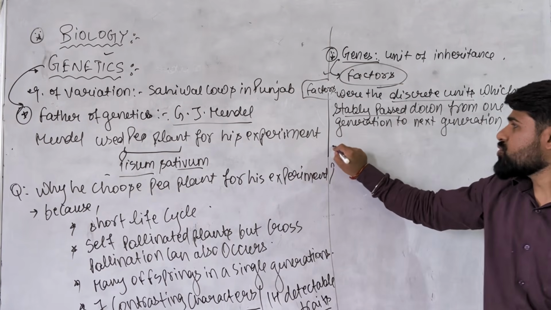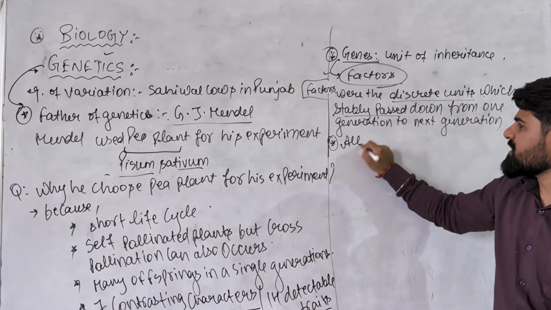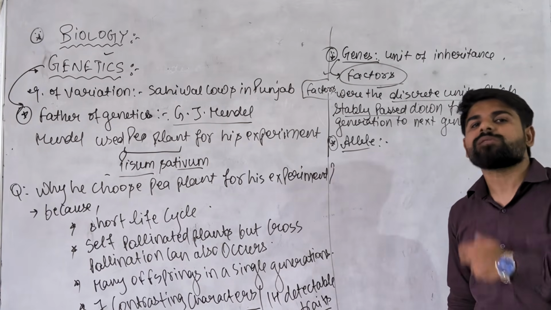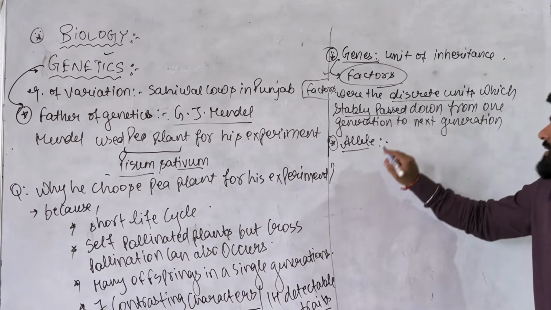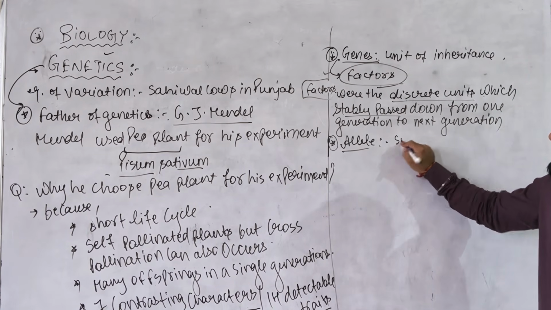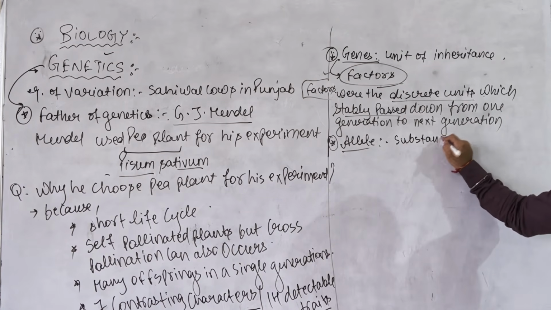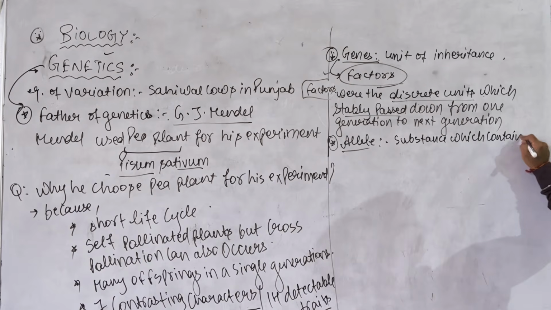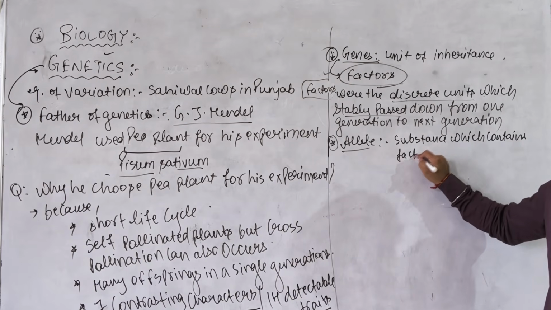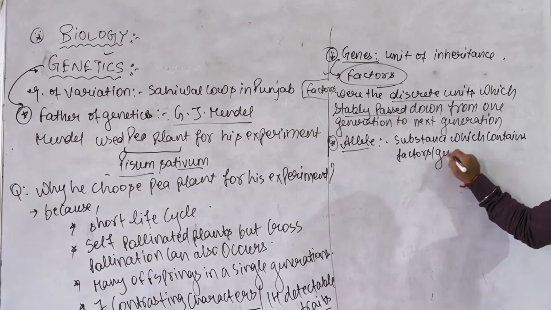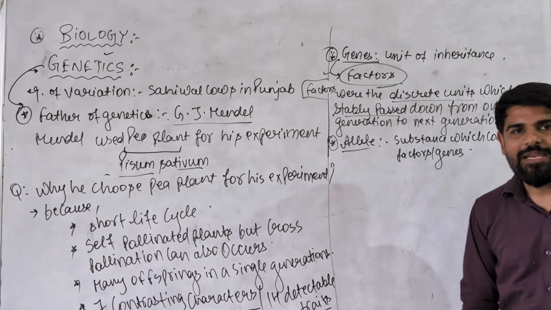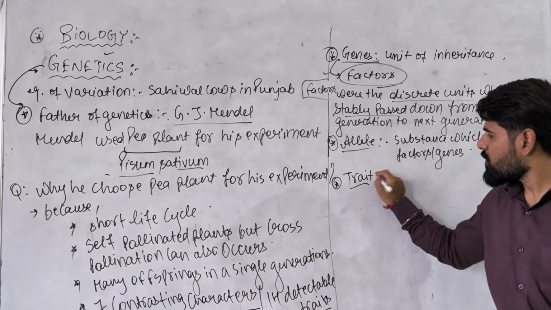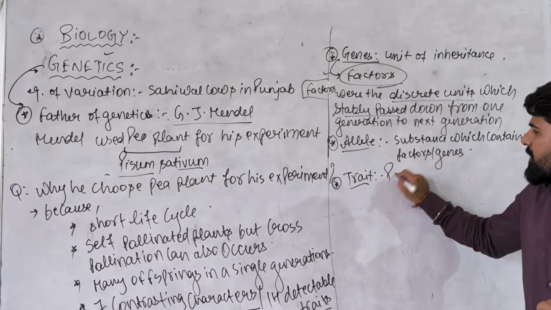Clear? अब जो substance होता है जिसमें factors present होंगे उसे हम क्या बोलेंगे? Allele. तो what are alleles? What is allele? Simply अगर बोले तो alleles. Allele is a substance which contains factors, or we can say which contains genes. That's called as allele. Okay. Now there is a term which is called trait. The term trait is pair of allele.